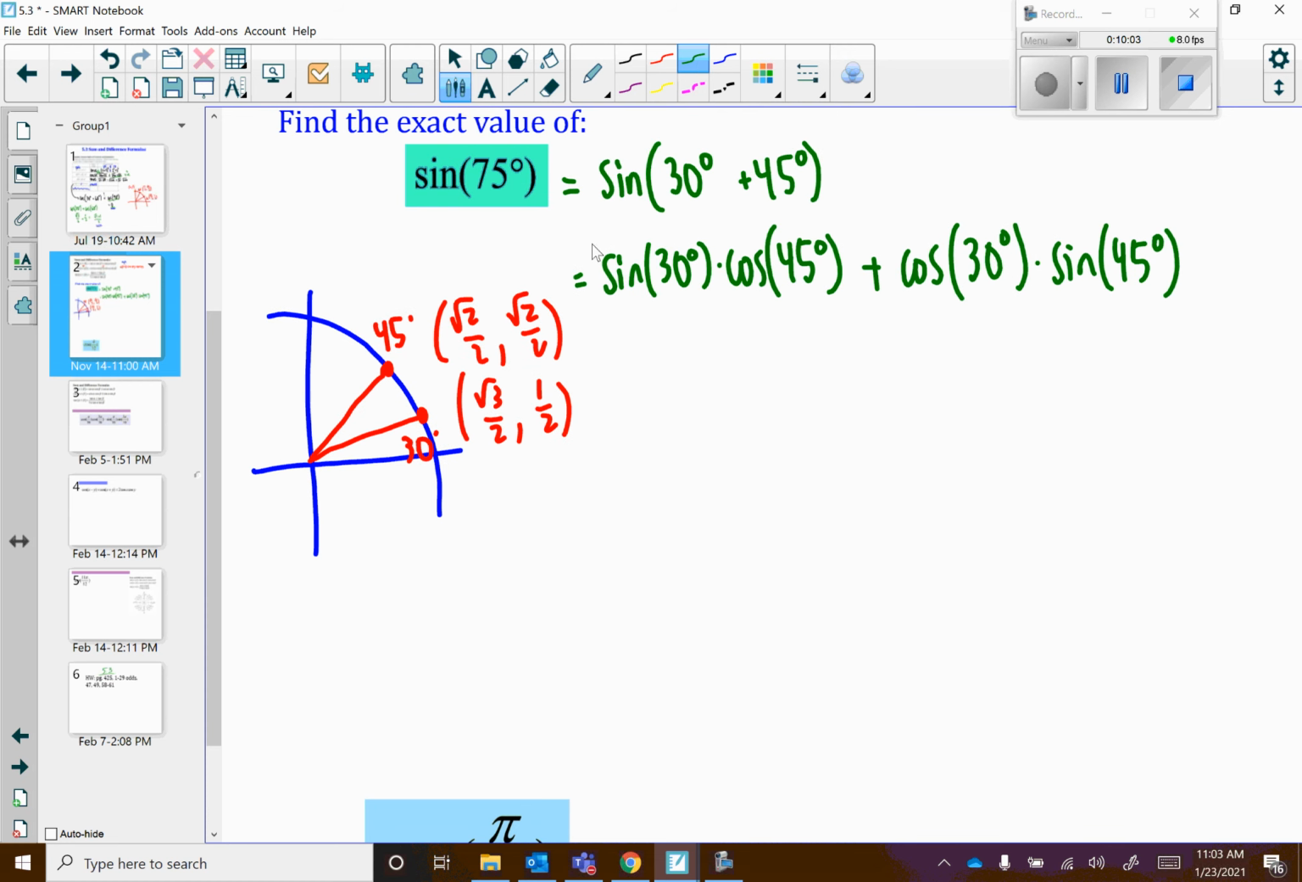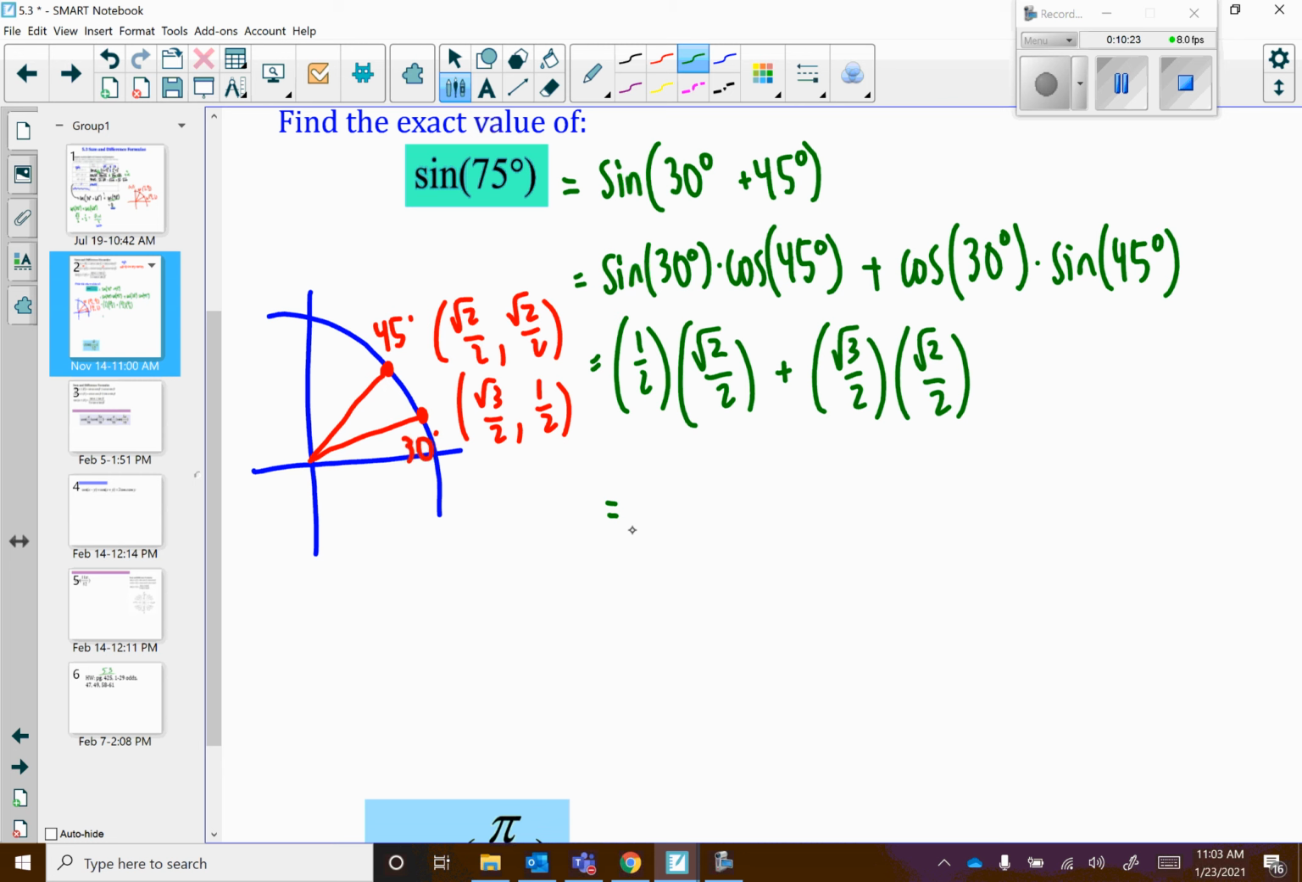Sine of 30 degrees, sine is y, is equal to 1/2. Cosine of 45 degrees, cosine is x, is the square root of 2 over 2. Cosine of 30 is the square root of 3 over 2, and sine of 45, square root of 2 over 2. I can multiply these fractions to get square root of 2 over 4, right? When we multiply fractions, we multiply numerator, multiply the denominator. I can also multiply these fractions, and remember, because of our rule from before, square root of 3 times the square root of 2 is the square root of 6, all over 4.